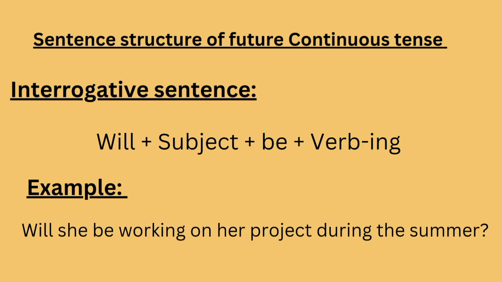To form interrogative sentences, the auxiliary verb will comes first: will, subject, then the linking verb be with the main verb in ing form. For example, will she be working on her project during the summer? And as we already discussed in our previous videos, please don't forget to add the question mark at the end of interrogative sentences.